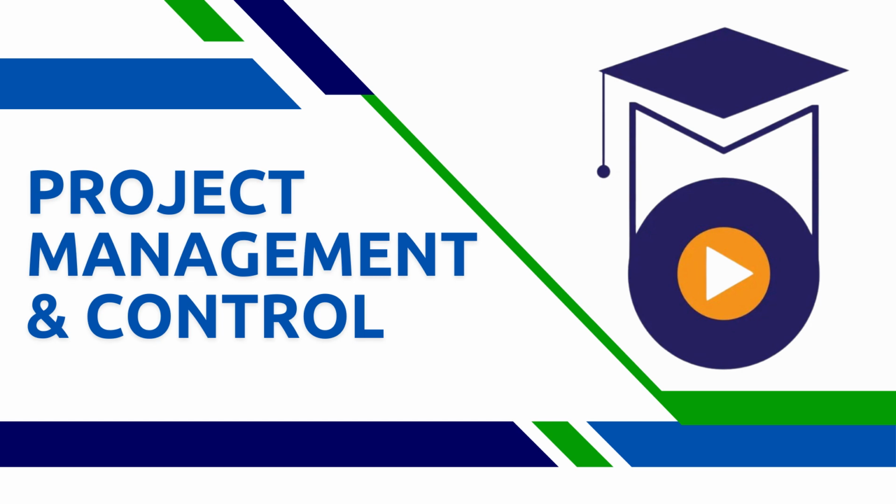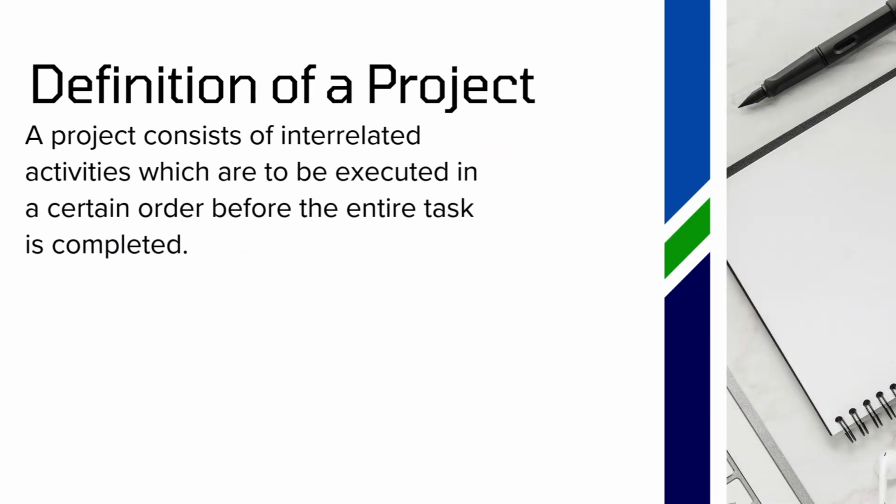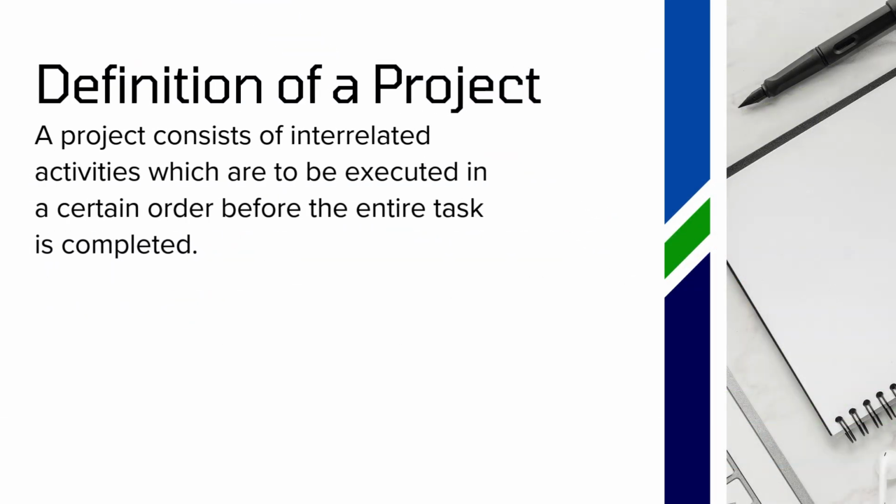So, first off, what is a project? A project consists of interrelated activities that are meant to be executed in a certain order, particularly a sequence, before the task is completed. Now, since projects are meant to be executed sequentially, it brings about the precedence relationship, which is what we'll be talking about in this tutorial.